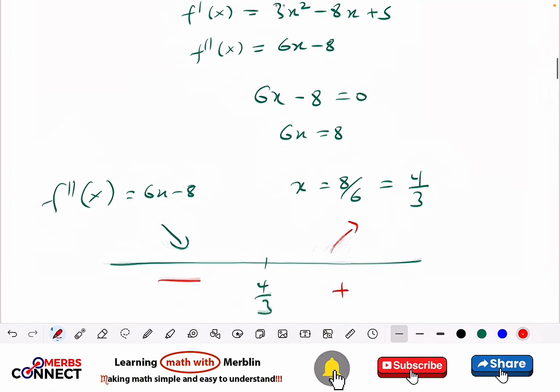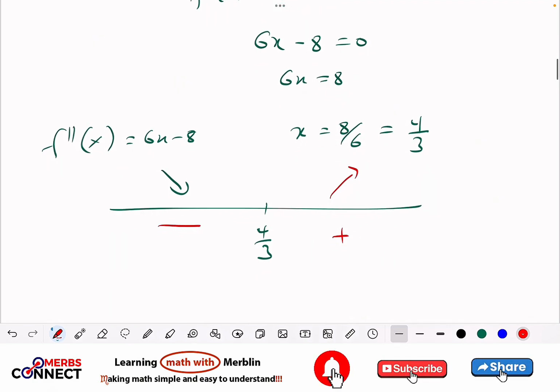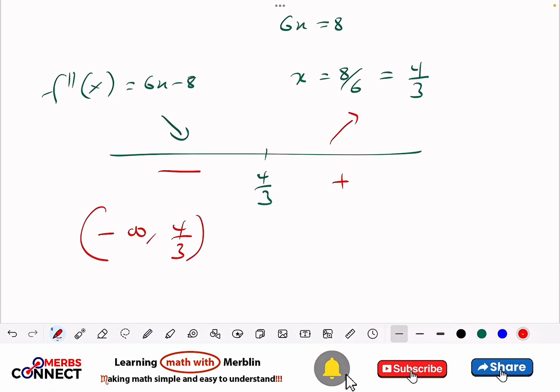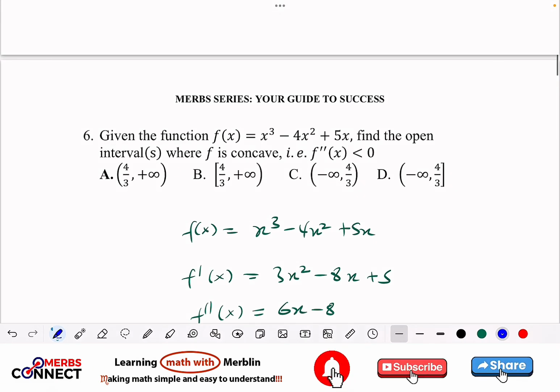So the question is supposed to be whether concave up or down. This one is going to be negative infinity and 4 over 3. This one is concave up, and this one is concave down. So find the open interval where f is concave.